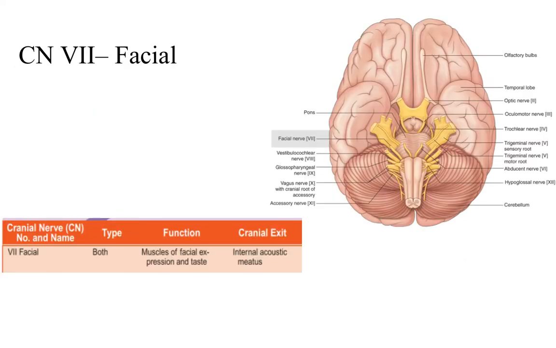Cranial nerve 7, the facial nerve. Notice that it has both functions, sensory and motor. So it is going to be involved in the muscles of facial expression, which is the last lecture that we're going to do for this class, as well as taste on the anterior 2/3 of the tongue. So only the anterior 2/3 of the tongue. Its exit is going to be through the internal acoustic meatus, or internal auditory meatus. So on the brain, here is the facial nerve right here.